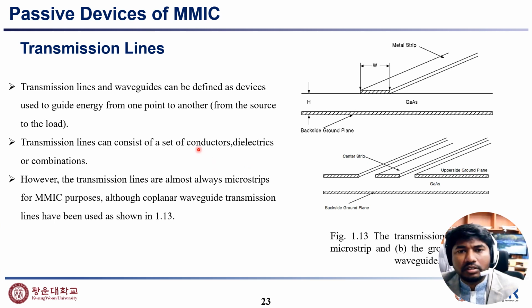Then an important parameter is the transmission line. So what is a transmission line? Transmission lines and waveguides can be defined as devices used to guide energy from one point to another, and a transmission line can consist of a set of conductors, dielectrics, or a combination. So here you can see the transmission line. However, transmission lines are almost always microstrip for MMIC purposes, although coplanar waveguide transmission lines have been used, as shown in the figure here.